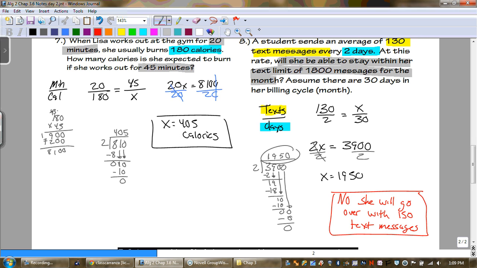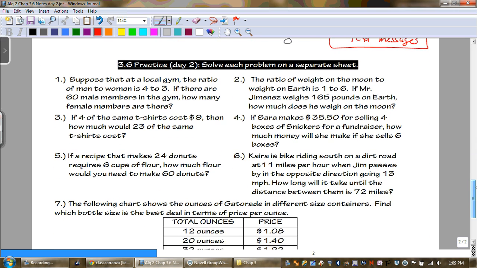Now your homework is all right here, but let's take a look. It says 3.6 practice day 2, solve each problem on a separate sheet.